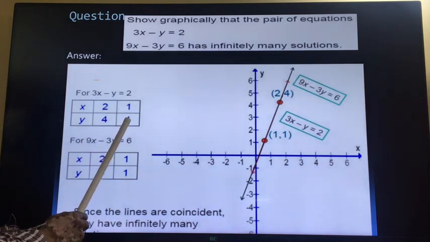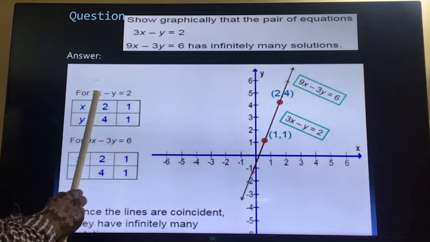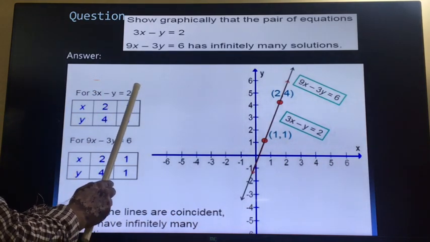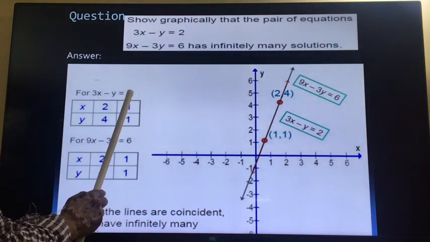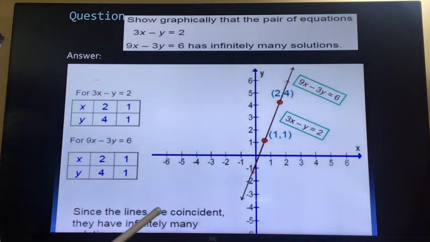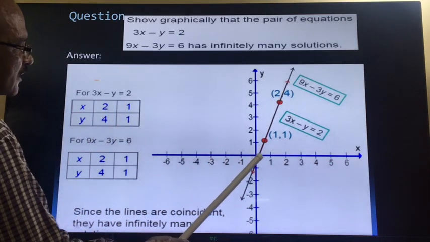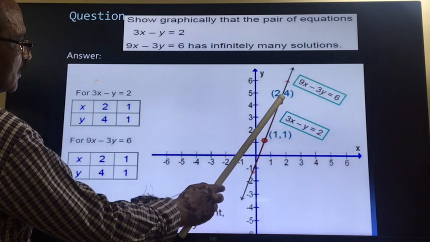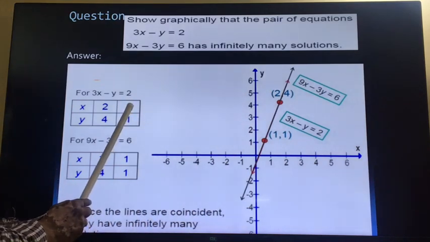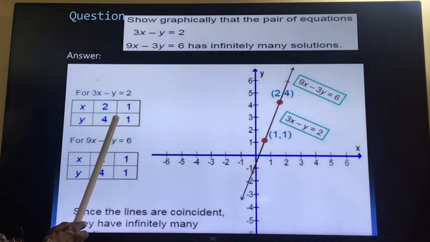Similarly, by putting y is equal to 1, you will get 3x minus 1 is equal to 2. So 3x is equal to 2, and this minus 1 will become plus here, so 3. So 3x is equal to 3, so x is equal to 3 by 3, that is 1. So we got two solutions and we will plot these points. So x is equal to 2 and y is equal to 4, so this is 2 and 4. Next point is 1 and 1. So we will plot the graph for this.